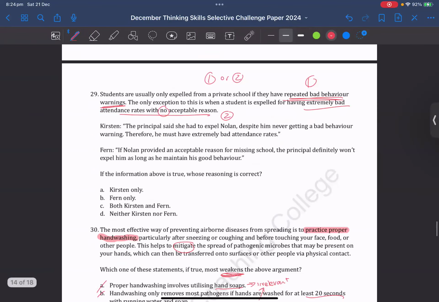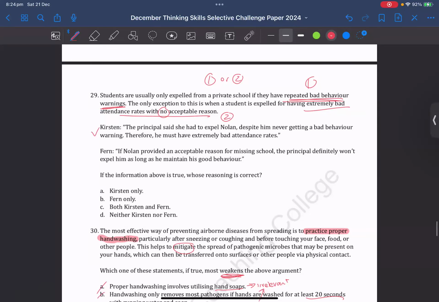So Kirsten, the principal, said she had to expel Nolan, despite him never getting a bad behavior warning. Therefore, he must have extremely bad attendance rates. So going through, I think this person is correct because this means he never got a bad behavior warning, so he doesn't have 1, which means he should have had the second option because it's first or second.